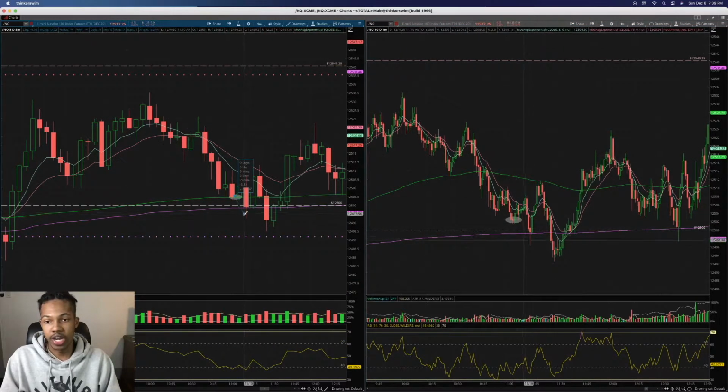As I said, I entered right here. I had my stop sitting below this pivot point, because you have the 200 SMA on the 5 minute chart, you have VWAP, you have a key level, and you have this pivot point right here. And after all those layers and layers of support, I'm like, okay, price should not come below this level.